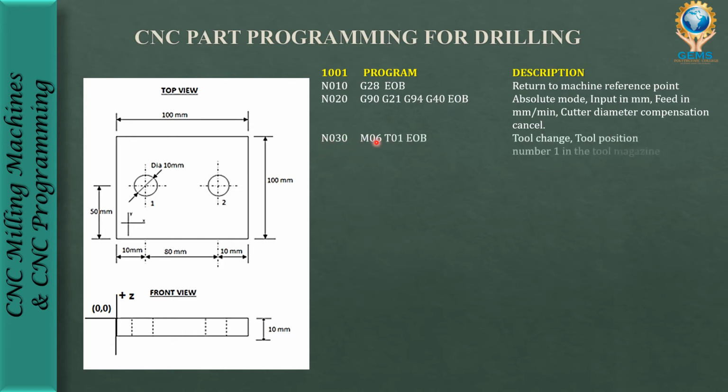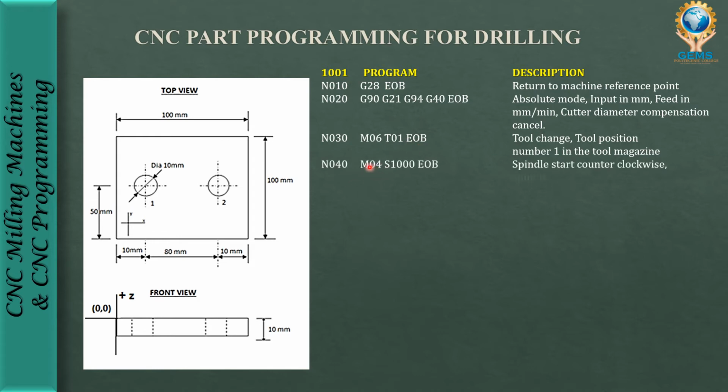Now the third block. I start with M06. I am asking the machine to change the tool. M06 represents tool change, and T01 represents which tool I have to take, the tool position. So I inform the computer to change the tool and the tool reference position number.